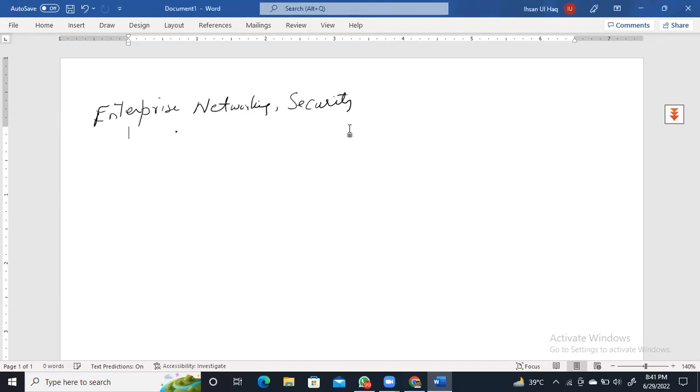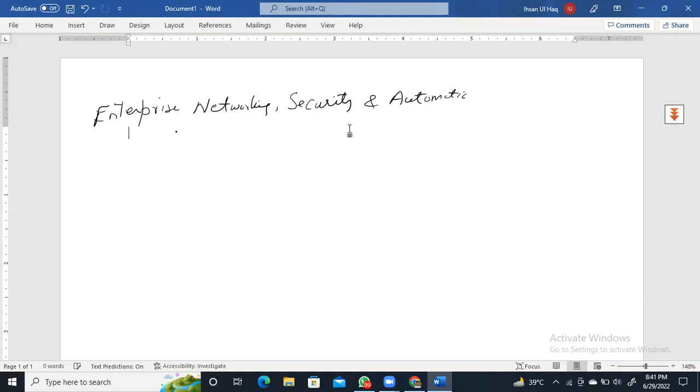Okay, so ladies and gentlemen, the course which we are taking, we know that the name is Enterprise Networking, Security and Automation. This is the name of the course.